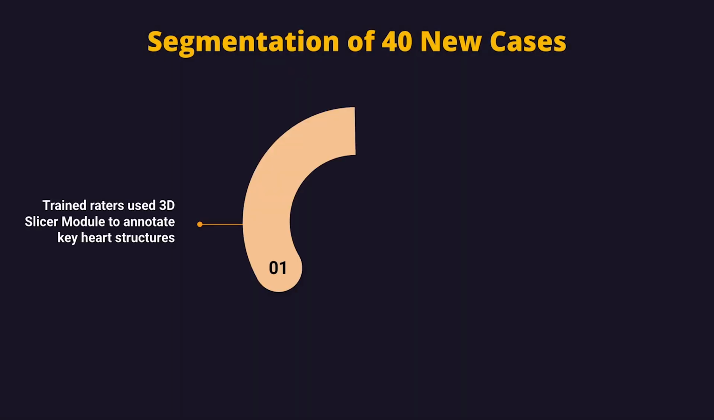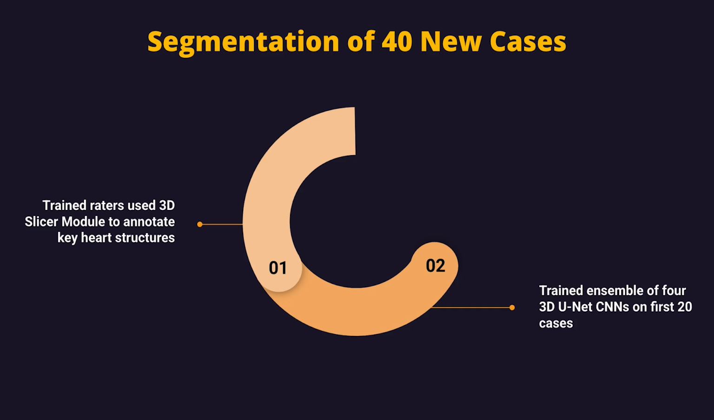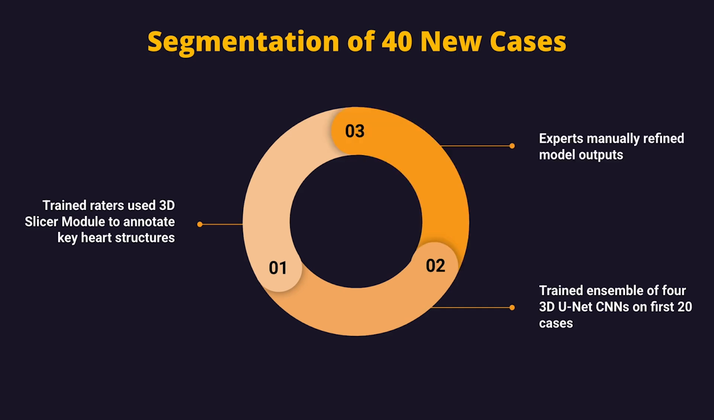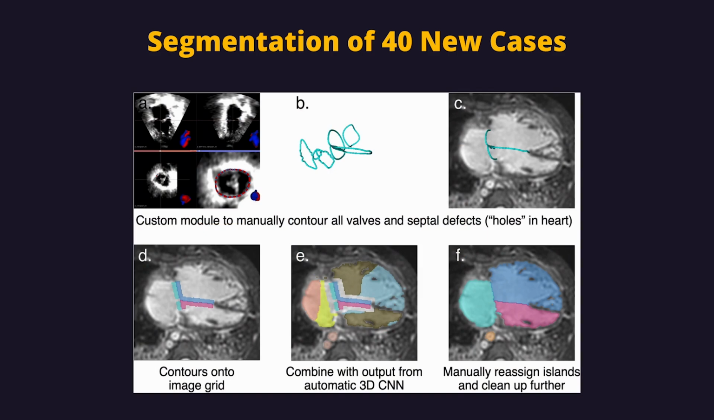Moving on to the segmentation of the new 40 samples, trained raters used the 3D Slicer module SlicerHeart to annotate the key heart structures. Then they trained an ensemble of 4 3D U-Net CNNs using the first 20 cases. The model's output was then refined through manual corrections by expert raters. This method is much faster, taking about 4 to 8 hours per scan, compared to the manual segmentation. In this figure, you can see the overview of the process.